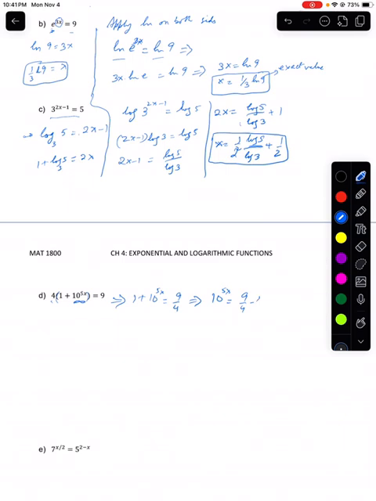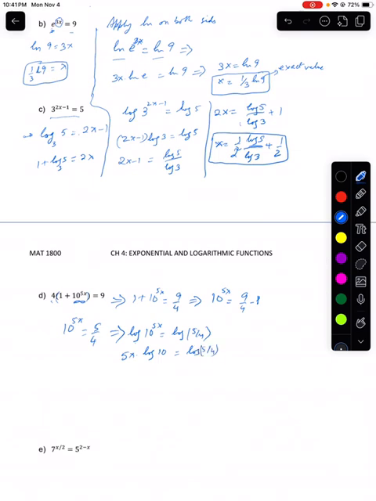1, or 10 to the 5x equals 5 over 4. And from here now you can do the converting to the logarithmic form, or you can say taking log on both sides. So log 10 to the 5x will be equal to log of 5 over 4. So now this will give me 5x times log of 10 will be equal to log of 5 over 4.